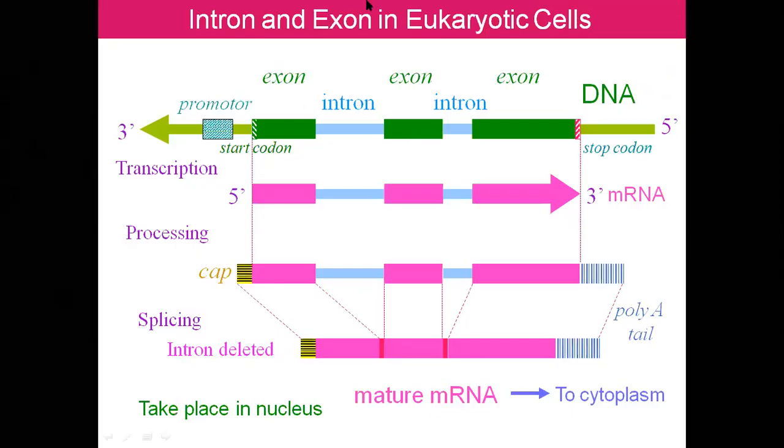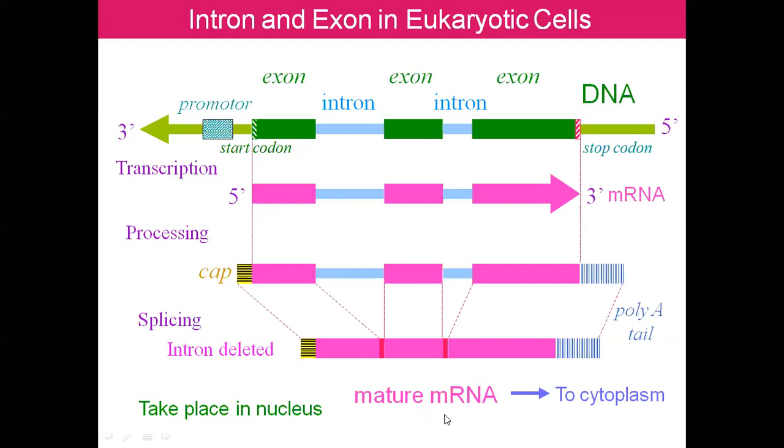So, introns and exons in eukaryotes. We see over here the 3 dash end and the 5 dash end, and we have a DNA with exons, introns, and a promoter, that is the starting sequence, and a termination sequence. It undergoes transcription, which makes the mRNA. Then the mRNA undergoes processing to make it translatable. After processing, you can see the cap is added at the 5 dash end. Now they have changed the direction of the arrow, and the poly A tail is added, and the intron sequences are deleted. That is what is called splicing.